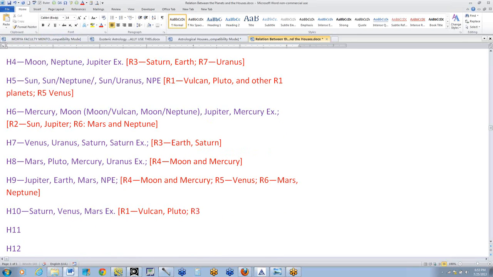Ray 3, so we have the Earth, Saturn, and if we want to be remote about it, we could bring in Uranus for ray 3 and even Neptune to a certain extent with its trident, but let's not get too remote in the ramifications. Ray 7, Uranus. All right. With house number 11, the rulers are Uranus, Jupiter, Moon, veiling Vulcan, Neptune, and Uranus again.